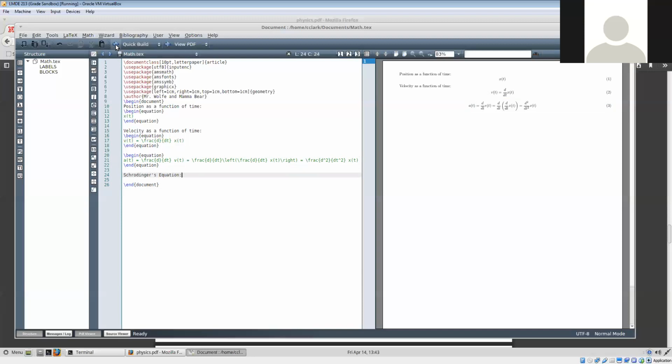You get the weird O for Schrodinger. Oh, yeah, you're right. That's the 2 dots.